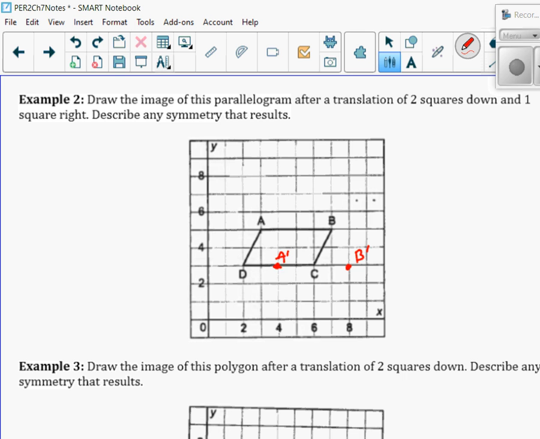I'm going to draw it. Then I'm going to go C, 2 down, 1 right. There's my C prime. So then I'm going to draw it. And then D is 2 down, 1 right. So there's D prime. And so there is my new object. So is there any line symmetry here? So look around. I want to see if you can put a line of a mirror anywhere. So no. No line symmetry.